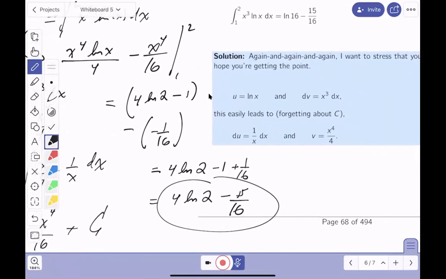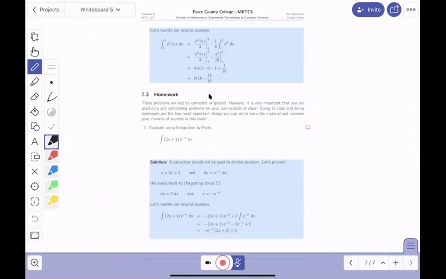Well, I got the minus 15/16, but they're saying it's natural log of 16. Well, what I noticed about this over here is that this is really the natural log of 2 to the 4th power. This is what you learn in Math 119, which of course is that answer. So we did verify it. All right. 2 to the 4th is 16, by the way. Oh, we're done.